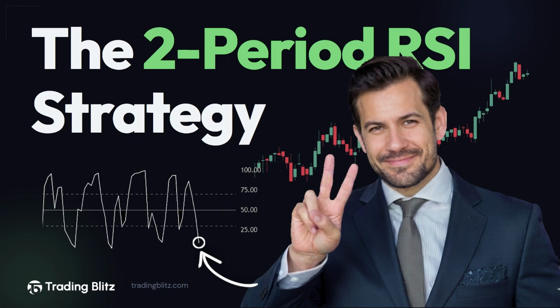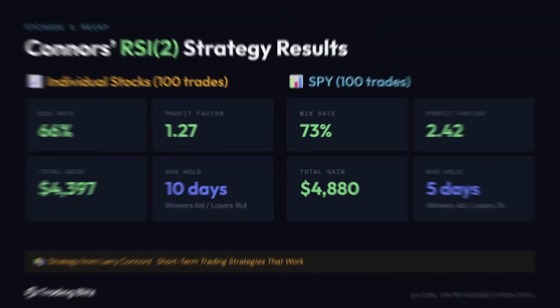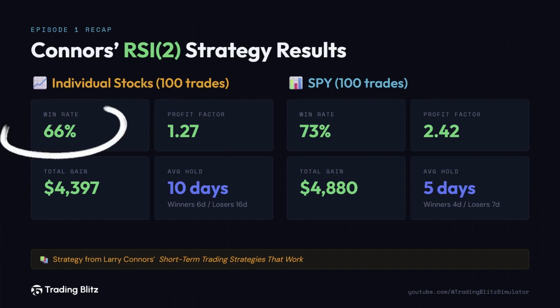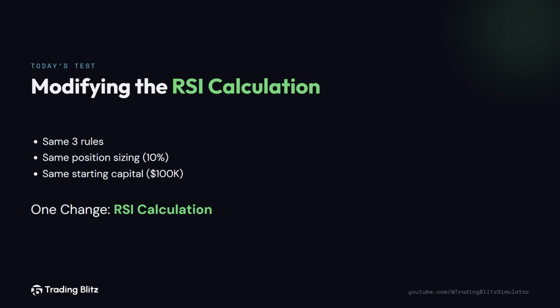As you may recall, in the first episode we tested Larry Connor's two-period RSI strategy on 100 individual large-cap stocks and on the SPY ETF. The results showed a definitive edge, a 66% and 73% win rate on individual stocks and SPY, respectively, and both tests were profitable. However, in an effort to push our learning forward, we're going to modify the standard RSI calculation to see if a time-weighted version gives us a better signal.